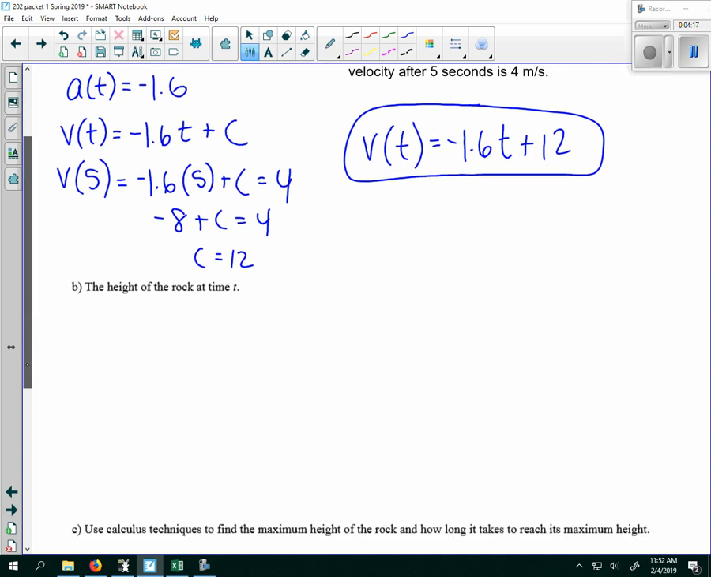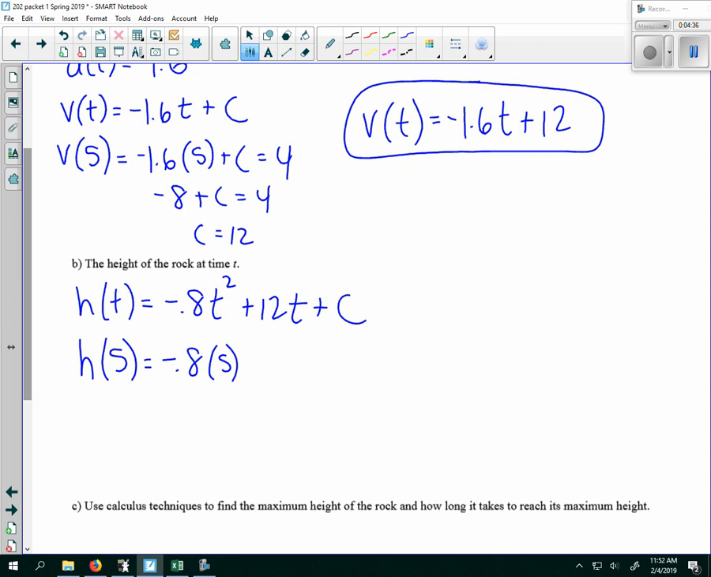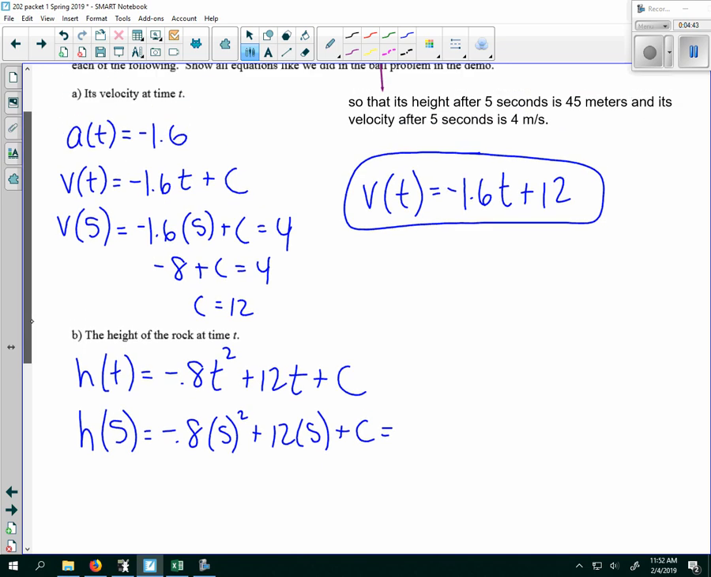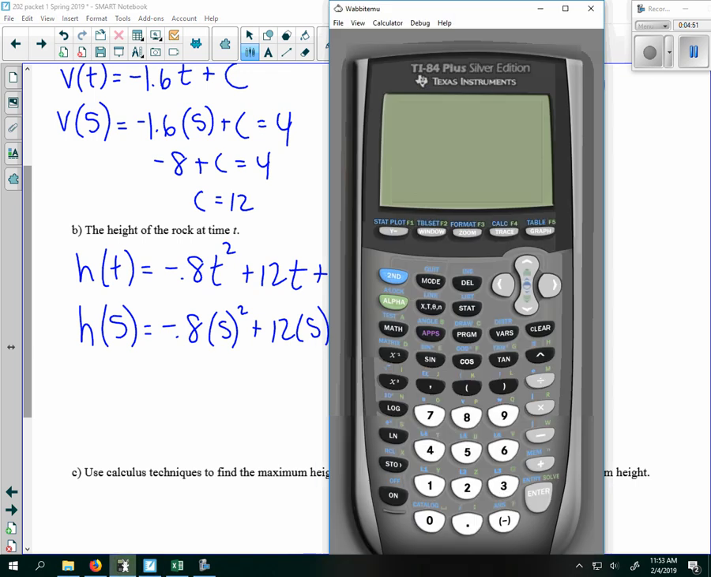All right, to come up with a formula for the height of the rock, h of t is an antiderivative of velocity. So I have negative 0.8t squared plus 12t plus c. To solve for c, I know that h of 5 would be negative 0.8 times 5 squared plus 12 times 5 plus c. And that is, they told me, 45. Let me pull up a calculator here.